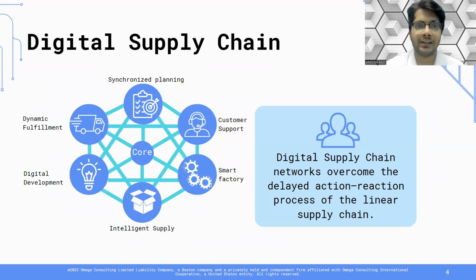Whereas for a digital supply chain network, it uses data analytics and digital technologies to help with the decision making and boost the efficiency of the supply chain management. Digital supply chain networks overcome the delayed action reaction process of the linear supply chain. In digital supply chain networks, every node is connected to the other nodes of the network, and this is guided by a code called digital code.